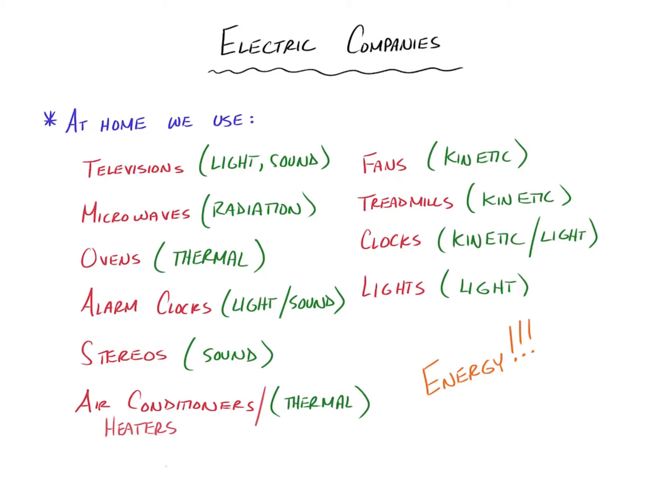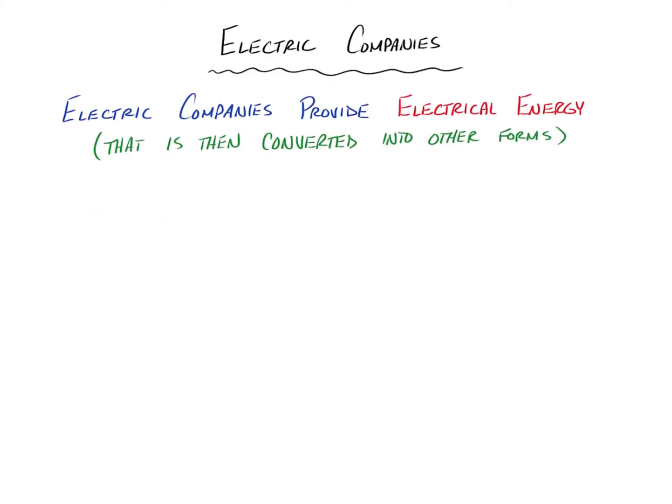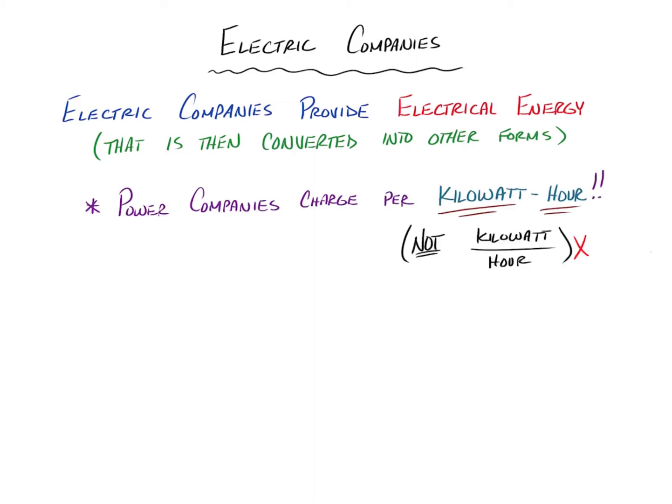So the electric companies provide electric potential energy, and then these different devices convert that electric energy into whatever form that device utilizes specifically. So the big thing here is it's energy. So it's energy consumption. We've all heard that term before, renewable energy. So we're buying energy from these electric companies, and they provide the electrical energy we need that we then convert into other forms.